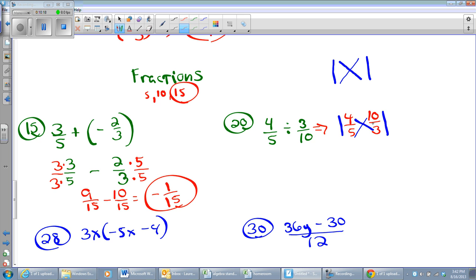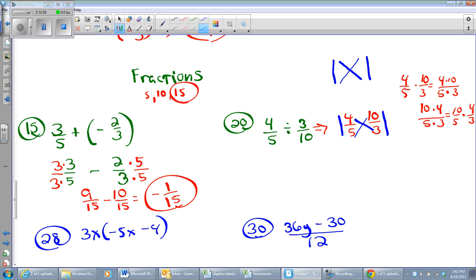I'm going to simplify this because I can think about this problem, 4/5 times 10/3, as 4 times 10 over 5 times 3, right? Which is the same as 10 times 4 over 5 times 3, which is also the same as 10/5 times 4/3. So you see, I can simplify diagonally because of what I just did.